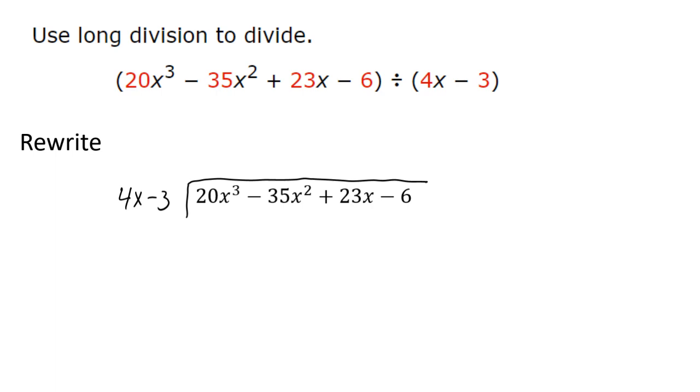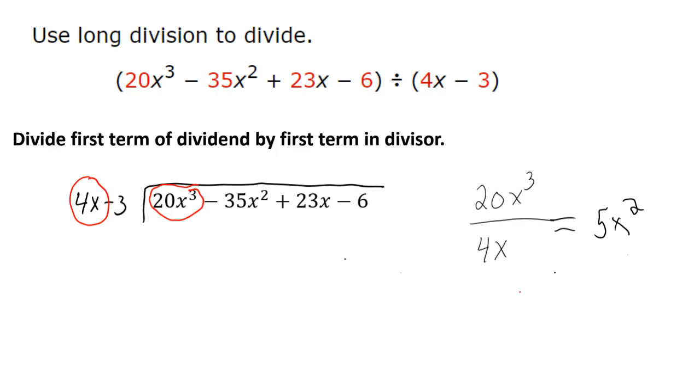So I say to myself, what can I multiply to 4x to get a 20x cubed? Let's start with the number. What can I multiply to 4 to get 20? Well, I can multiply a 5. 5 times 4 will be 20. And what can I multiply to x to get an x cubed? Well, that would be an x squared. An x squared times an x will give me an x cubed. So I'm going to multiply a 5x squared.